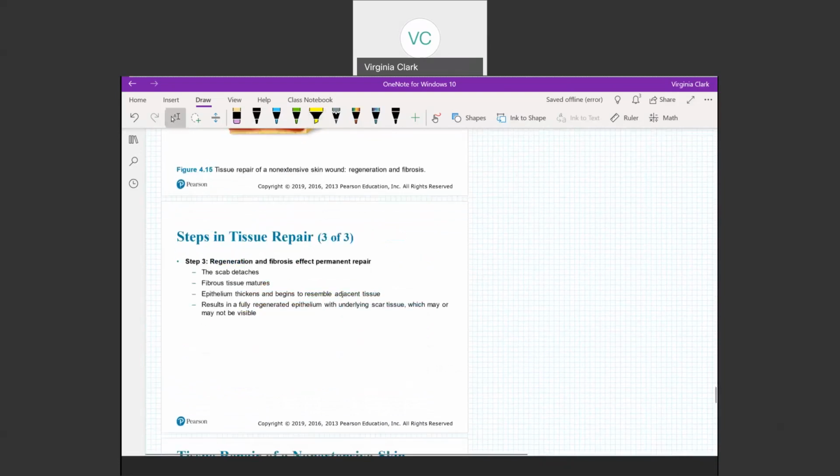And then in step 3, what you're going to do is regenerate the fibers, and it's going to be permanent repair. The blood clot starts to form underneath with new tissue, and now the scab that was on the surface is no longer needed, so the scab will detach. This is where your epithelium really starts to thicken and create a new exterior skin.